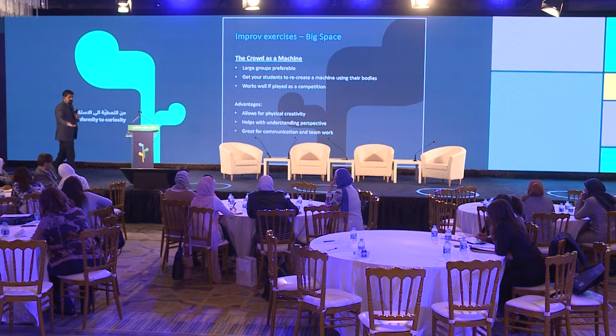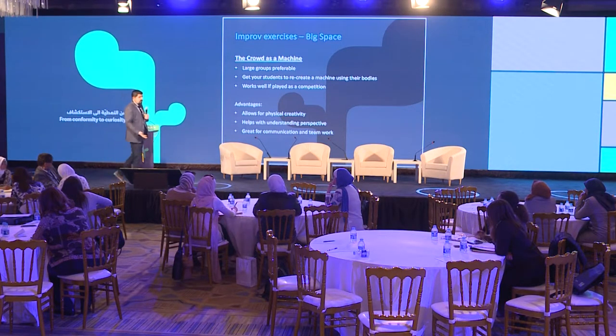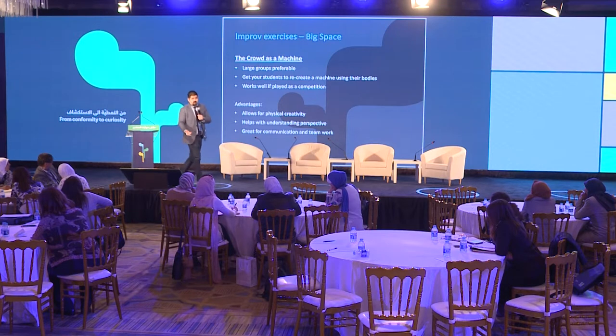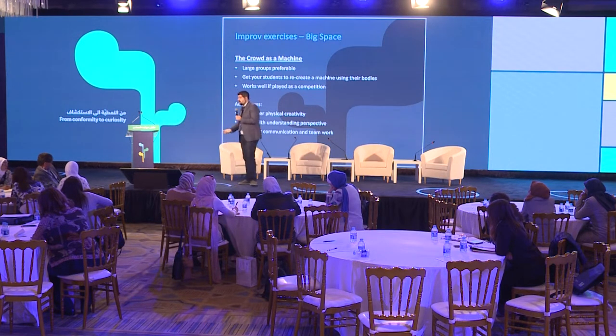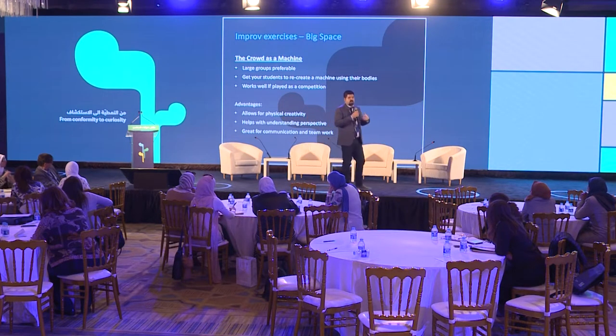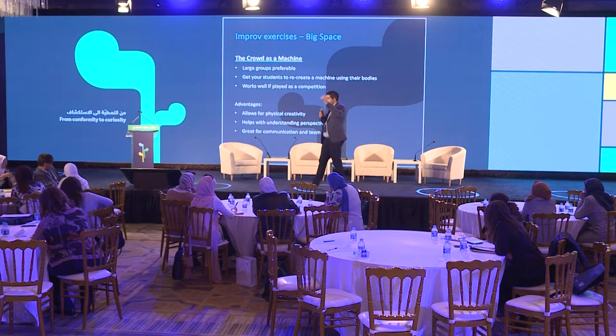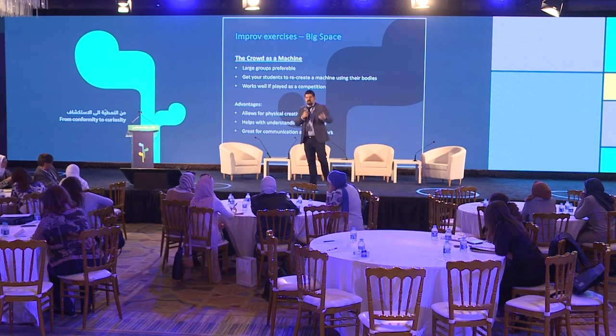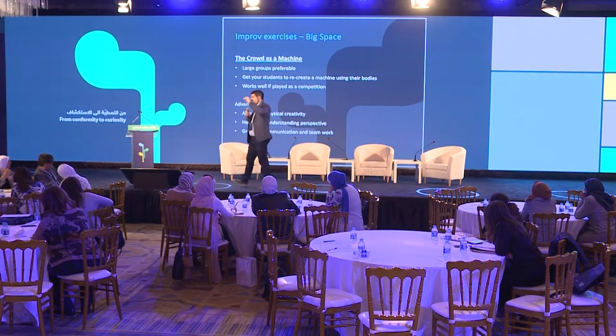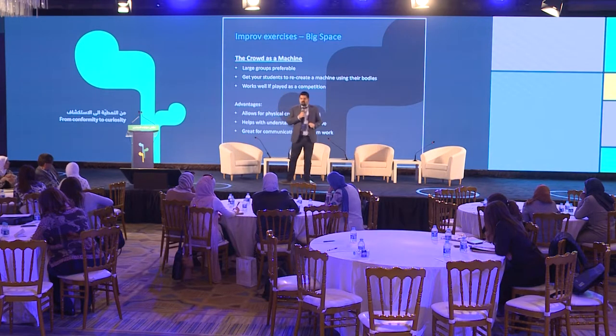This machine can be anything you can think of. It could be a fire truck. It could be an airplane. It could be a washing machine, a fridge, a printer. The idea here is to get the students to think in very, very oblique lateral terms. How can a bunch of people approximate this kind of movement or this kind of function? And it's a very, very challenging one to do.